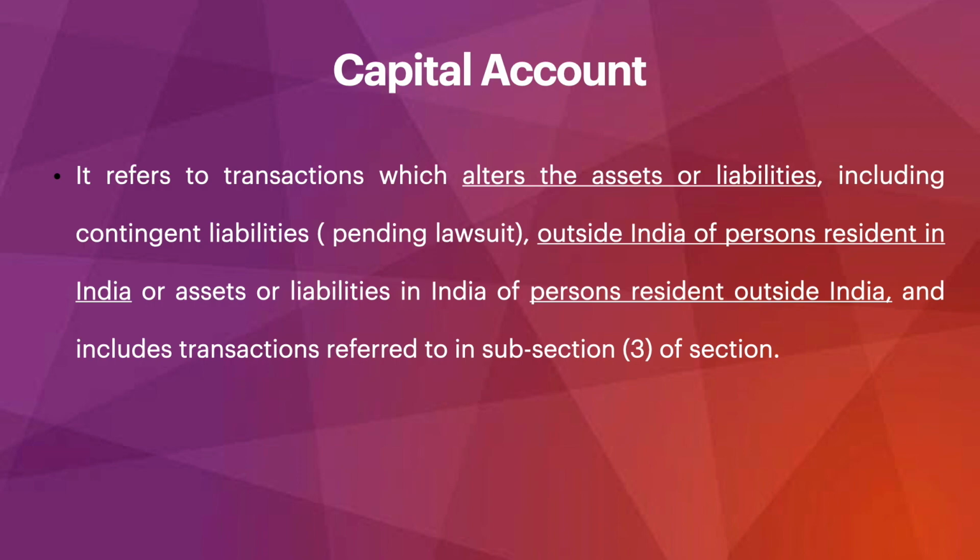Second, including contingent liabilities. Contingent liabilities means liabilities arising out of a future event. It may arise, it may not arise. For example, a pending lawsuit. Let's say a company has falsely put allegations upon your company, and they have filed a suit against you in a court of law. If you win the case, you might get some compensation, or if you lose the case, you might have to pay certain compensation. That payment is called contingent liability.